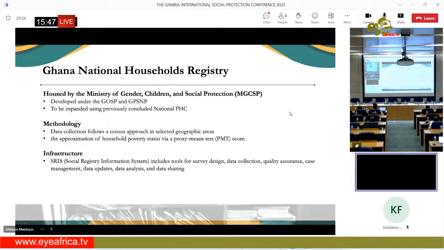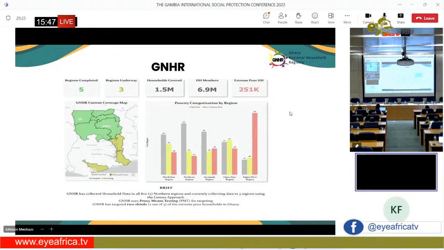Of course, census was used for the first approach, but we believe that the second approach using the national census data will reduce the cost significantly. And of course, they had to develop an infrastructure to manage the survey, to manage data collection, quality assurance, and the other things that follow, like case management, data updates, and data sharing. So that's the status of Ghana.